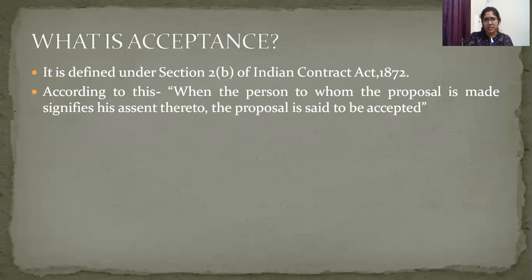What is an acceptance? Section 2B talks about acceptance, and it is when the person to whom the proposal is made signifies his assent thereto, the proposal is said to be accepted. So when I made the proposal, hey, I really want to buy your vehicle, and person B says, yeah, sure, you should buy it, I'm up for it, this is known as an acceptance. It's a valid acceptance because the proposal I've made has been accepted by the individual.